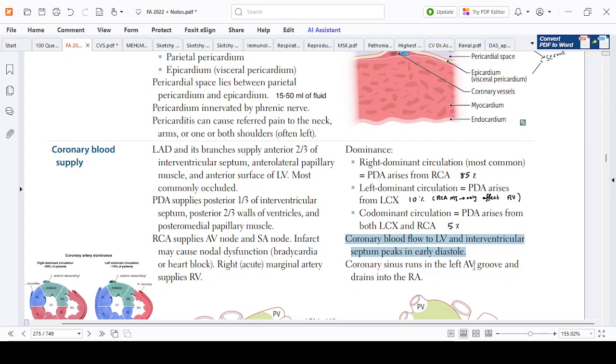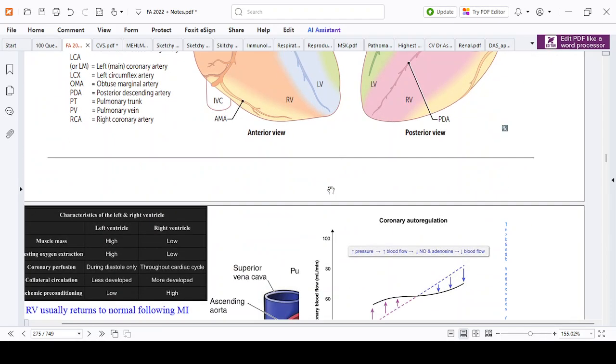autoregulate blood flow. If you decrease the blood flow, it will release nitric oxide and adenosine. If you increase the blood flow, it will decrease the nitric oxide and adenosine. So these are the 2 points regarding the anatomy of the heart that I would like to share.